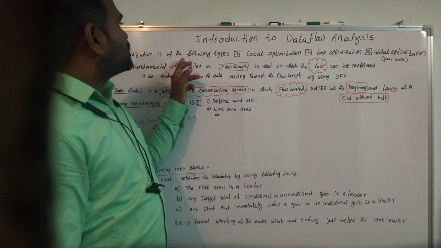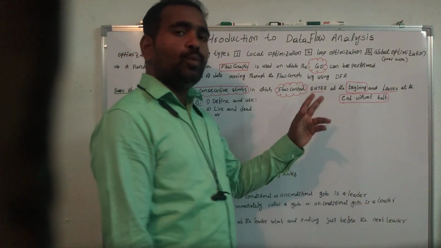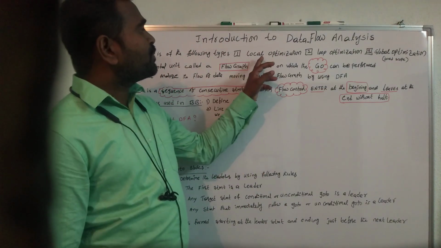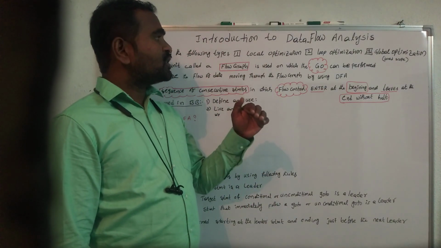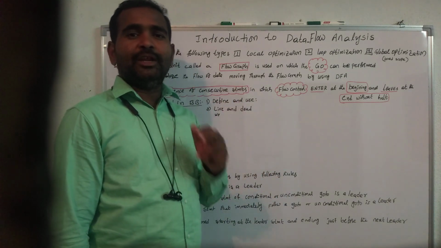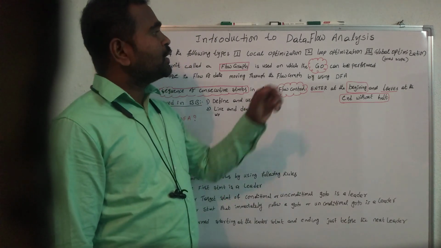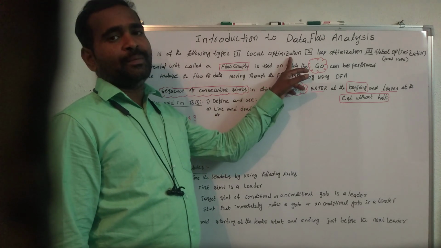The optimization is of the following types: local optimization, loop optimization, and global optimization. There are different local optimization techniques: common sub-expression elimination, dead code elimination, copy propagation, and constant folding. These are all under local optimization.